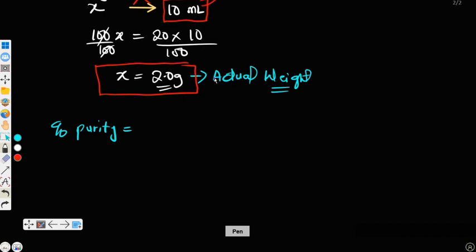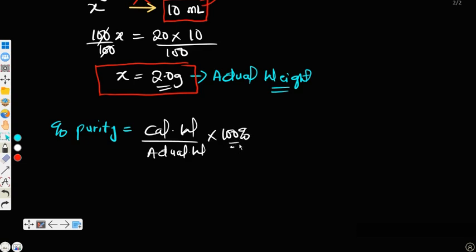This is the weight we are actually looking for. You can decide to say actual weight and calculated weight. You can decide to say calculated weight all over actual weight times 100%. Anything you want to use to represent this, or you can say the experimented weight all over the actual weight times 100%, which will be 0.8662.